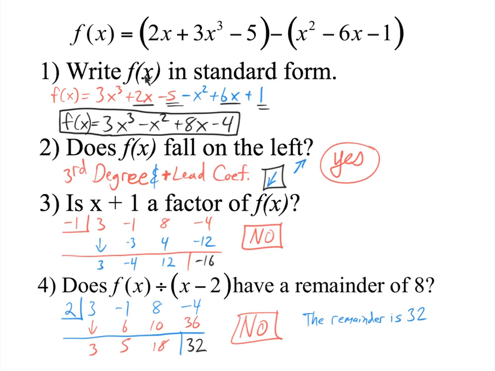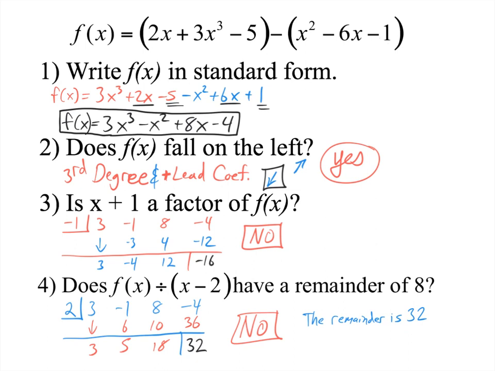So for this one, we want to put f of x in standard form. So right now, f of x is a subtraction of 2 polynomials. So when you subtract, what you do is you leave the front, and when you subtract, you are adding the opposite of each of these. So the opposite of x squared is negative x squared. The opposite of negative 6x is positive 6x. And the opposite of negative 1 is positive 1.